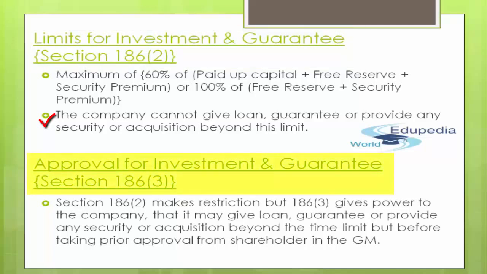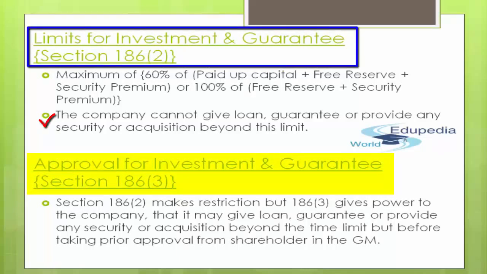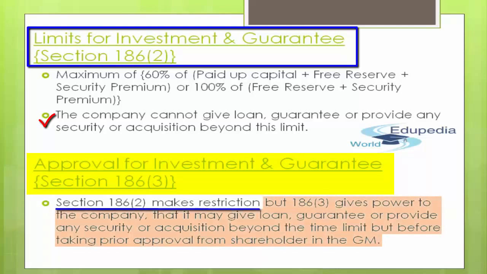So approval for the investment and guarantee will be under section 186 subsection 3. Section 186 subsection 2, guys, basically makes the restriction. We have all read that first of all. But subsection 3 of section 186 basically gives the power to the company that it may give a loan, guarantee, and provide any security or acquisition beyond this limit, which has been prescribed in section 186 subsection 2. But before doing that, they need the prior approval from the shareholders in the general meeting.